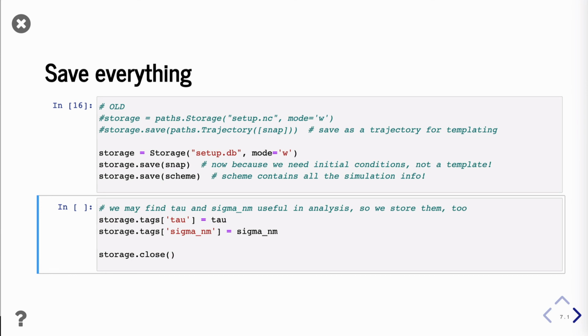We can use that later so that we can calculate our rates. Our rates will be reported in terms of per picosecond, but if we want to report them in per tau, we need to know what tau was. And similarly, we're going to save sigma_nm because we'll be looking in the analysis at some of the output from the CV that we calculated, and we'll want to be able to turn that into something we think about in terms of sigma instead of in terms of nanometers. Do that and close the storage.